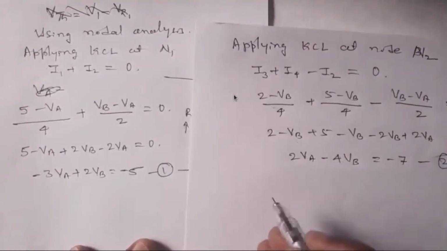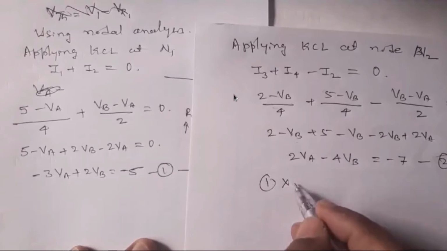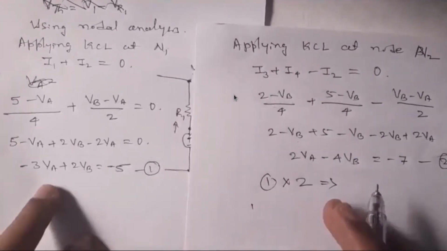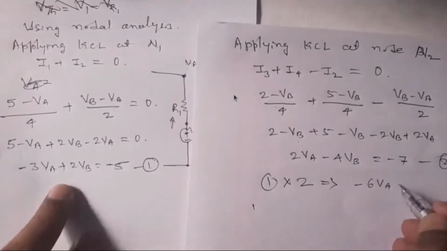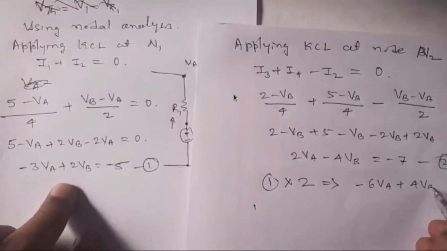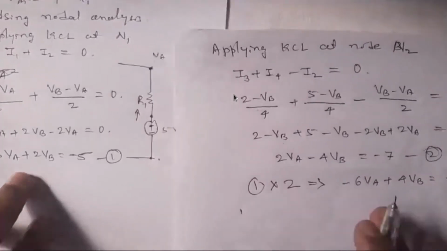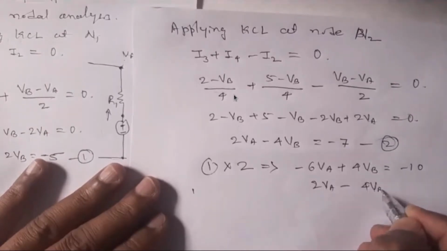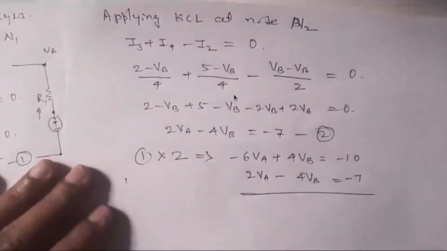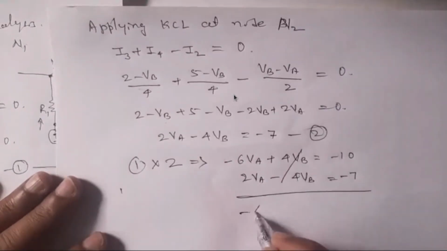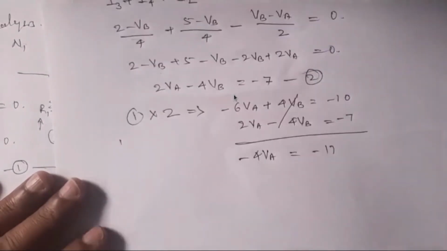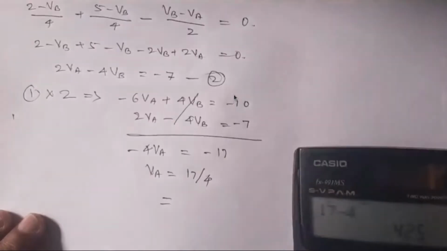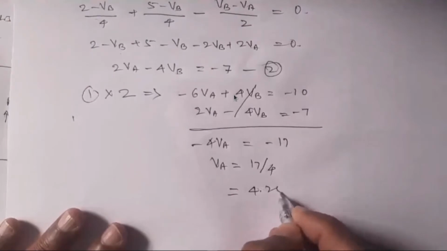What I do, I'll multiply equation 1 by 2. In that case, equation 1 multiplied by 2 is minus 6 VA plus 4 VB is equal to minus 10. And directly I'll write equation 2 as 2 VA minus 4 VB is equal to minus 7. Now this will get cancelled. This is minus 4 VA is equal to minus 17, and VA is equal to 17 by 4, which is 4.25 volts.